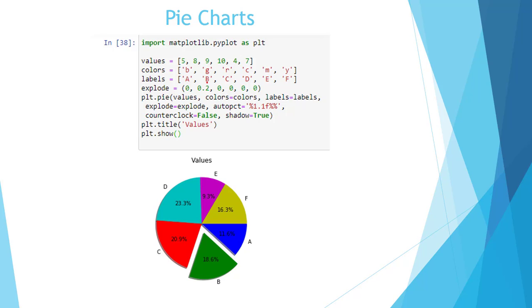So here the second value, that is 8, which is labeled as B, is exploded from the center of the pie, and others are 0, that is not exploded or are at the center of the pie. Now this is the plt.pie function in which we have specified values. For colors we have specified the color list. For labels also we have specified the label list, and for explode we have specified the explode list.